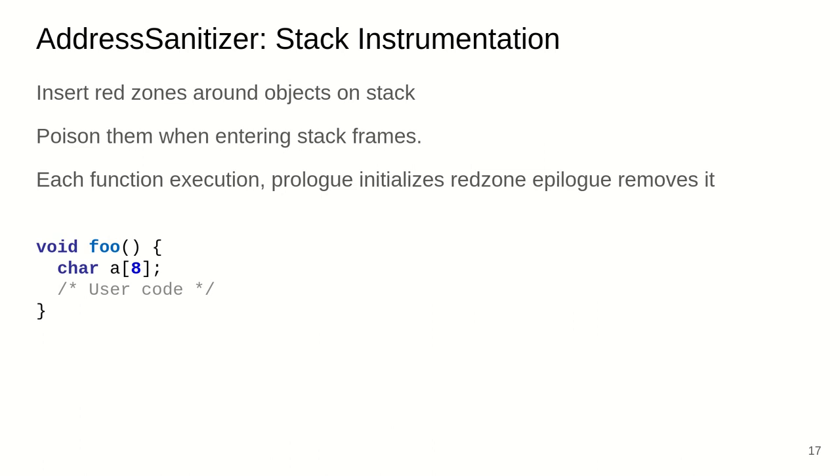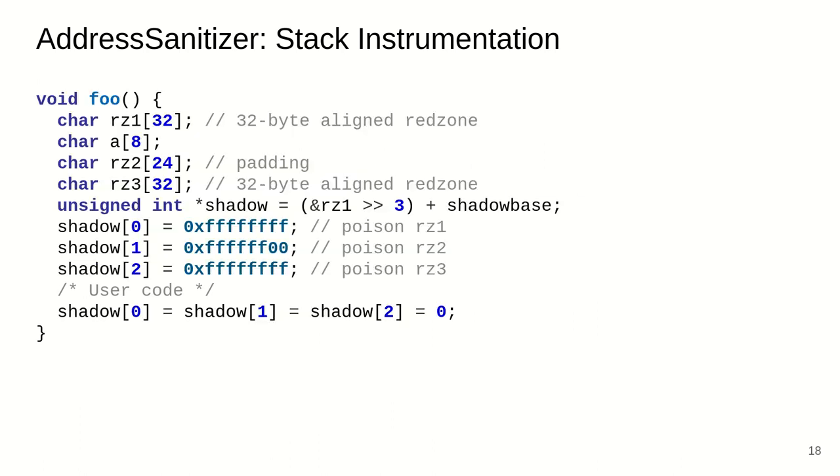For the stack, we just insert red zones around the objects on the stack and poison them whenever we enter the stack frame. When we exit the function, the epilogue removes these red zones. So the prologue will initialize it, and the epilogue will remove the actual check. So if you have this simple foo function here with an 8-byte array that is then being used later on, ASan would change this as follows, right?